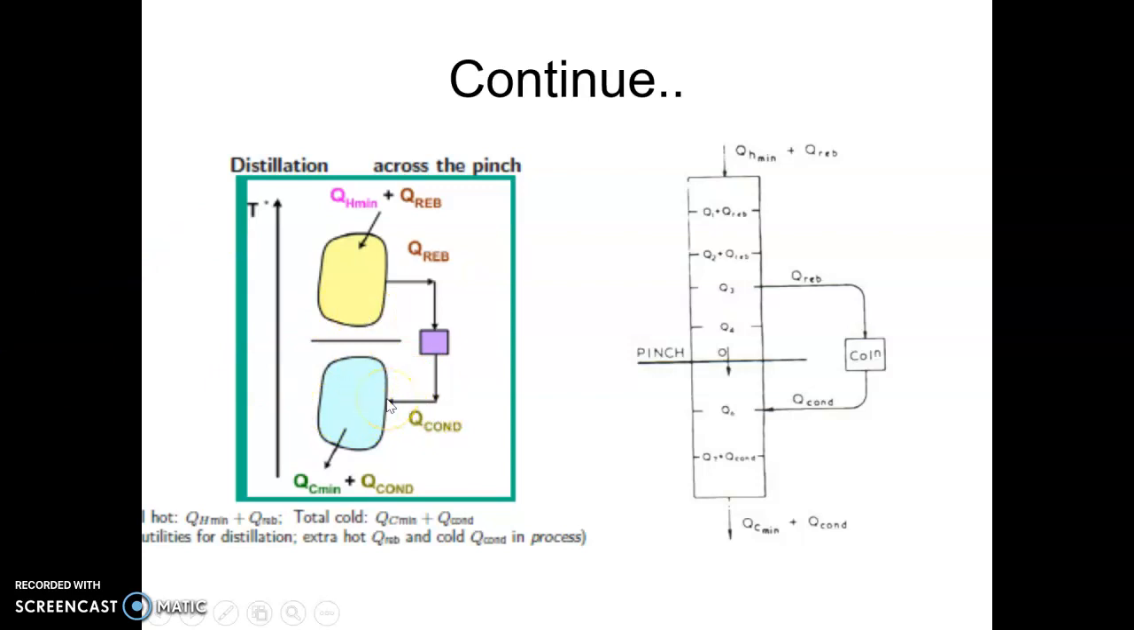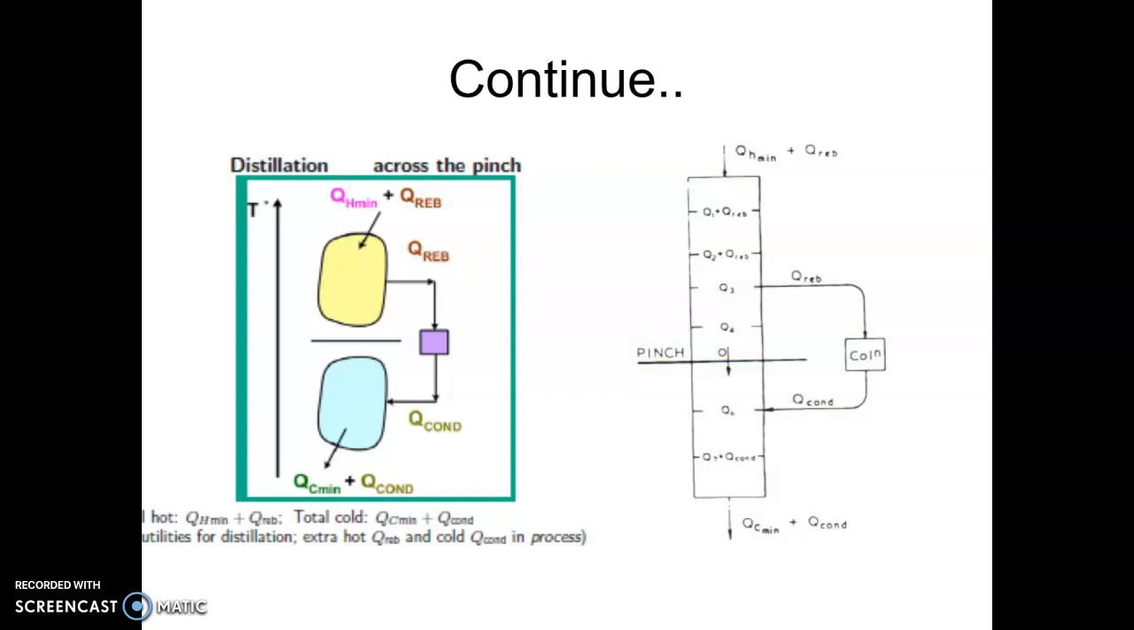So overall, if you look, there is no change in the amount of energy of the process, because Q reboiler and Q condenser have very similar magnitude. What happens in this case is that the total energy which was required first for column and process separately, QH minimum plus Q reboiler and QC minimum plus Q condenser, is now shifted entirely to the process, where the process requirement becomes QH minimum plus Q reboiler and QC minimum plus Q condenser.